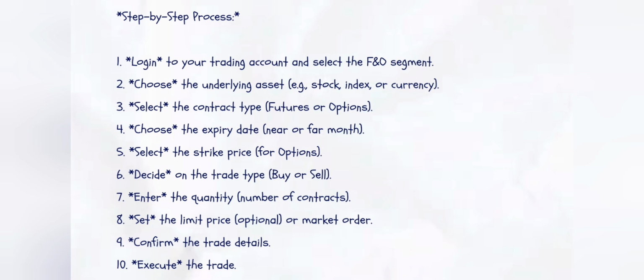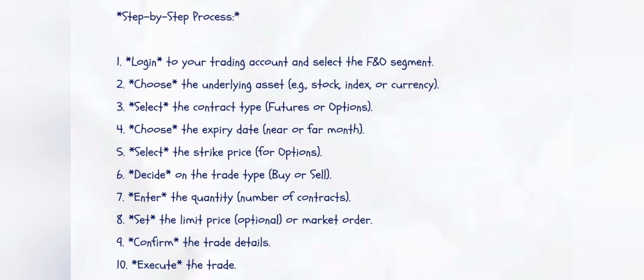Step-by-step process: 1. Log into your trading account and select the FNO segment. 2. Choose the underlying asset, e.g. stock, index, or currency. 3. Select the contract type, futures or options. 4. Choose the expiry date, near or far month. 5. Select the strike price, for options.